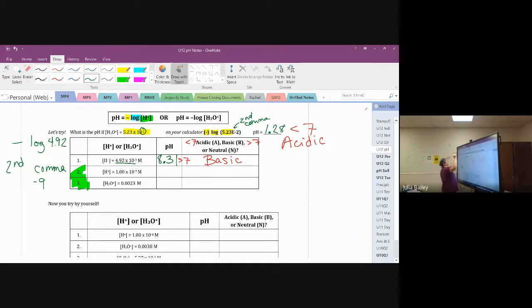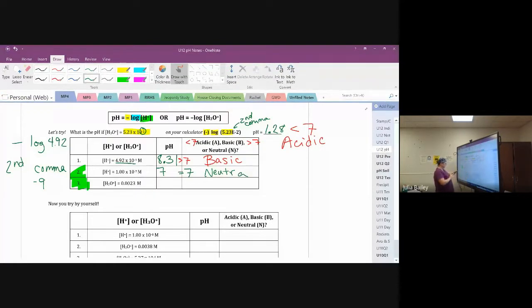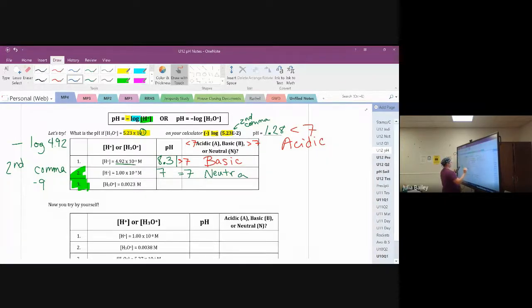Okay, I hope you paused. And now you've pressed play again after filling in these 2 rows yourself. Negative log of 1 times 10 to the negative 7 is 7. When your pH is equal to 7, that is neutral. And then negative log of 0.0023 comes out to 2.64. That is less than 7, so this one's acidic.